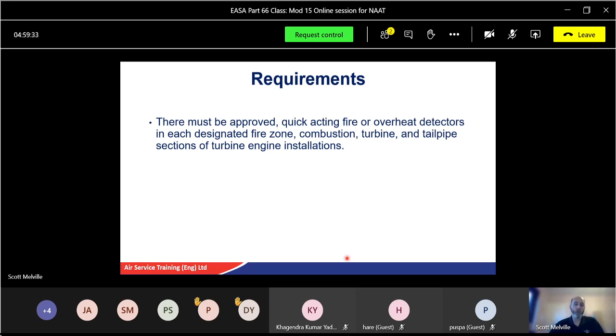There must be approved quick-acting fire or overheat detectors in each designated fire zone, like for combustion, turbine, tailpipe sections, or indeed the turbine engine installations. Must be sufficient, in other words, in numbers and locations, which ensures prompt detection of a fire in those zones.